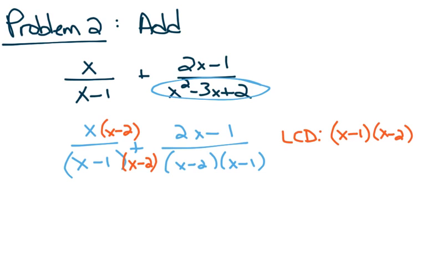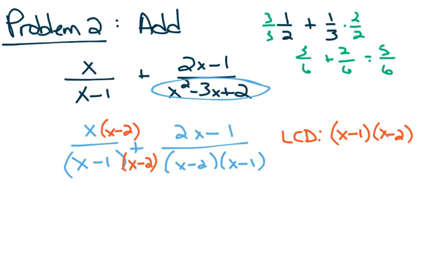Why do I do that? Well, let's think back to a simplistic case of adding fractions. If I wanted to add 1/2 and 1/3, the least common denominator is going to be 6. So I basically need to multiply the first fraction by 3 over 3, and I need to multiply the second fraction by 2 over 2, and that's how I'm going to get my common denominator so that I can actually add the fractions. I'm really doing the same thing here, even though I'm working with algebraic expressions.